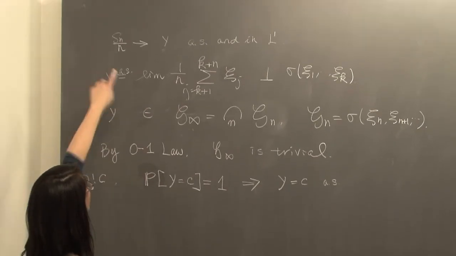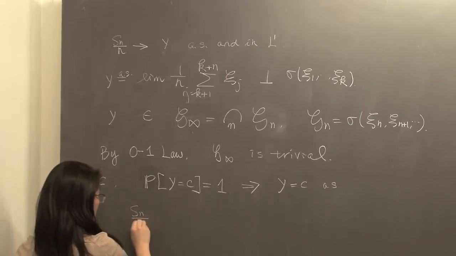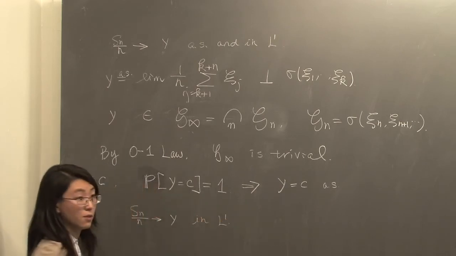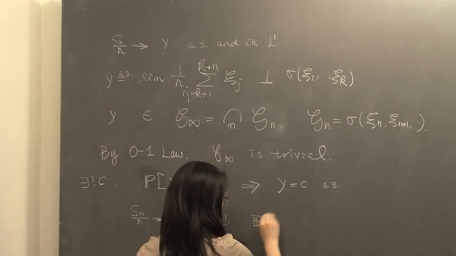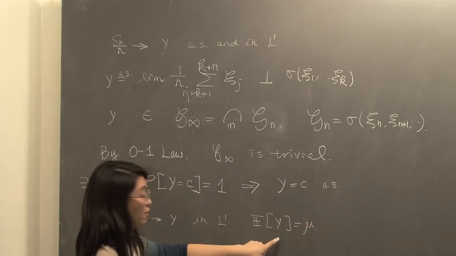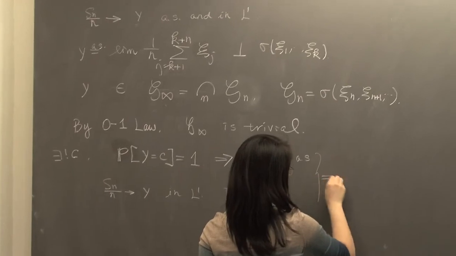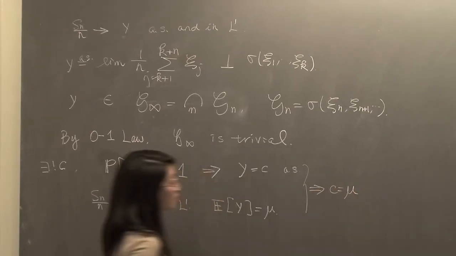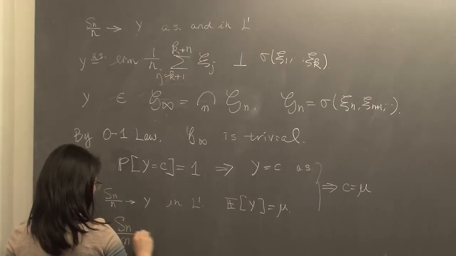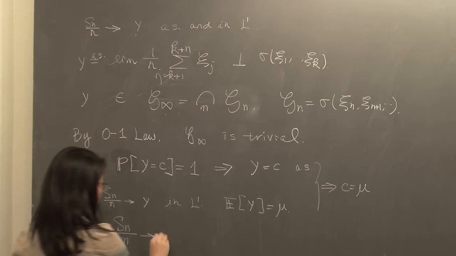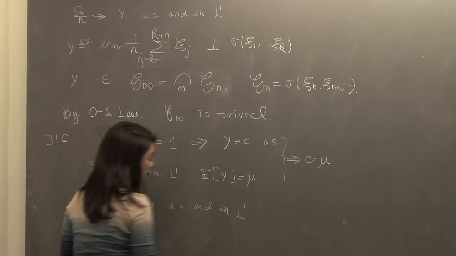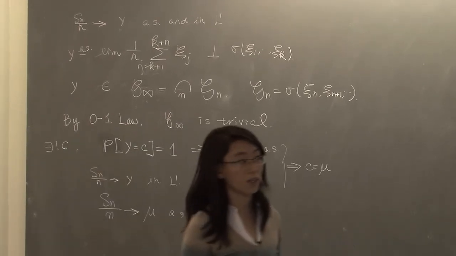And from the conclusion there, we know that we also have Sn normalized by n goes to y in L1. Since we have convergence in L1, we know that the expectation of y equals mu. And we also know that y is just a constant. So this tells us this constant has to be mu. Okay, so this completes the proof. So now we have proved that Sn normalized by n converges to mu almost surely and in L1. Okay, so this is a new proof for the strong law of large numbers.